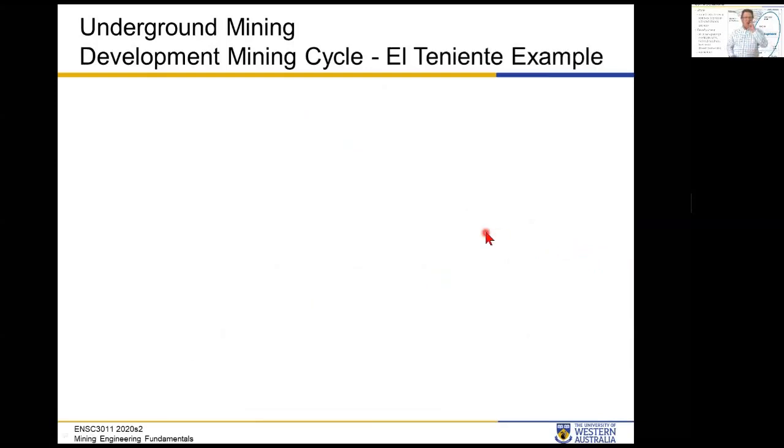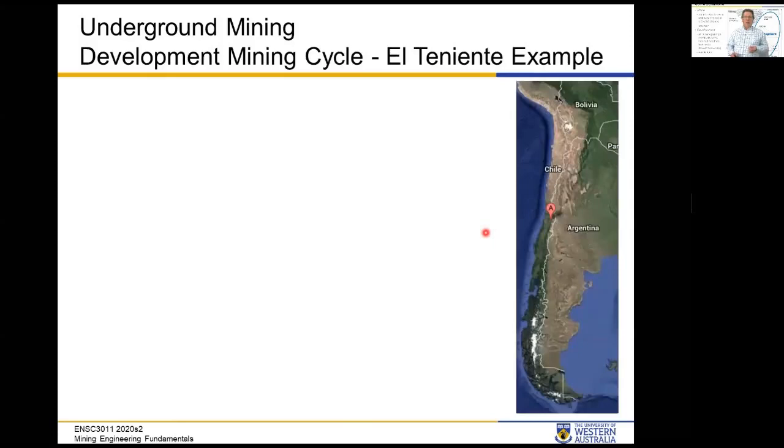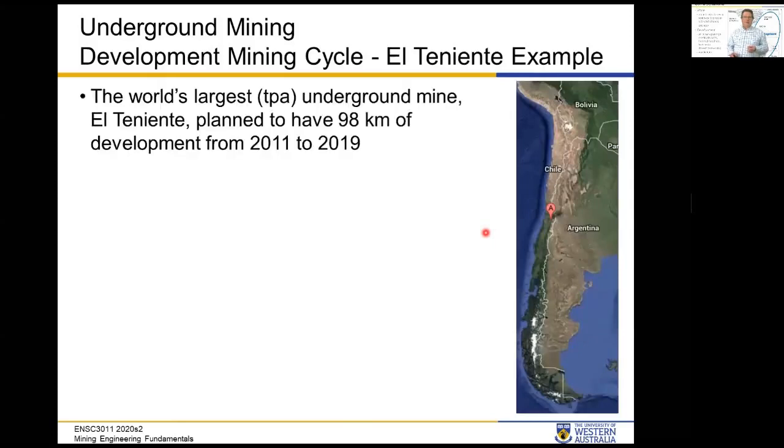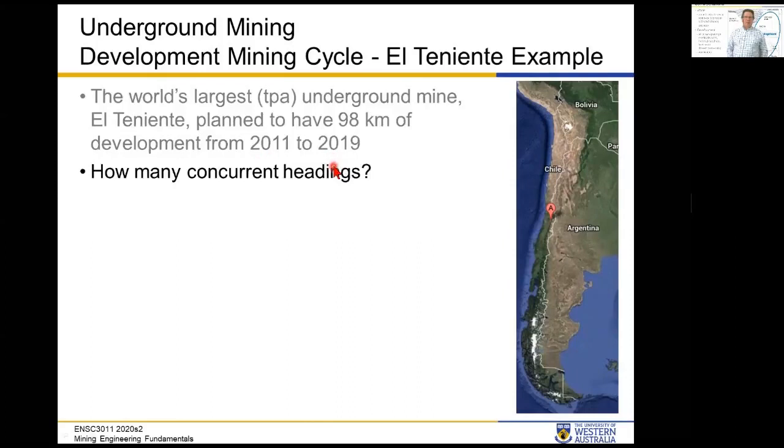As an example, El Teniente, which is the large copper mine in Chile, the largest underground mine in the world in production rate. They plan to develop 98 kilometres of tunnels over an 8-year period. So you probably can't do that in just one development heading. You need to have several headings, several teams, several sets of equipment.